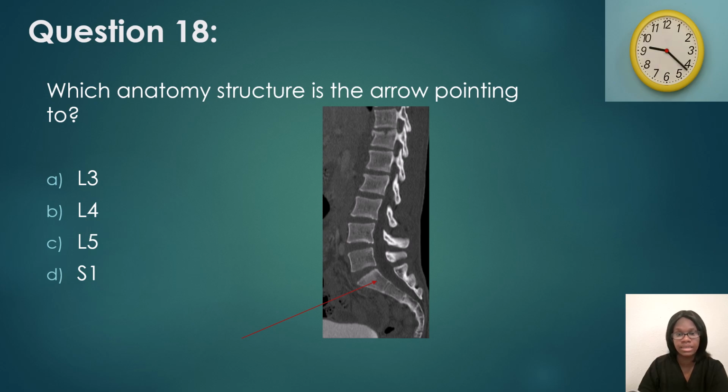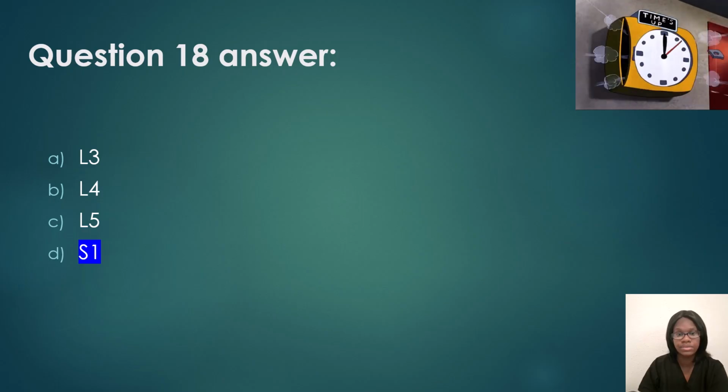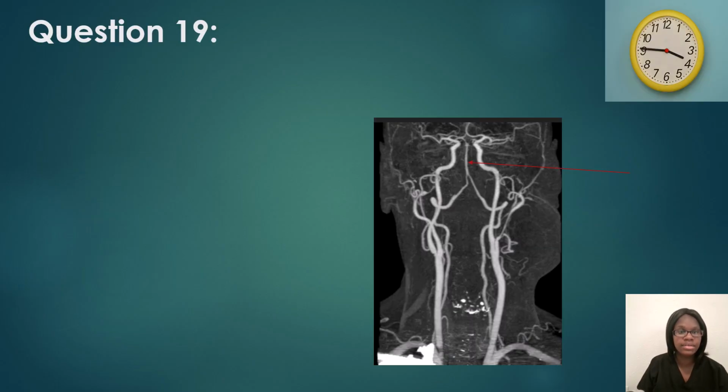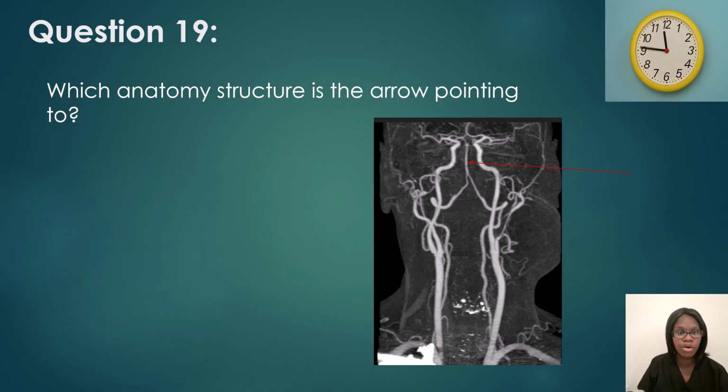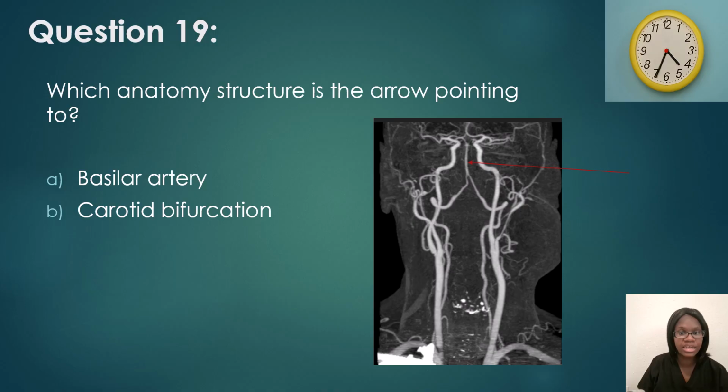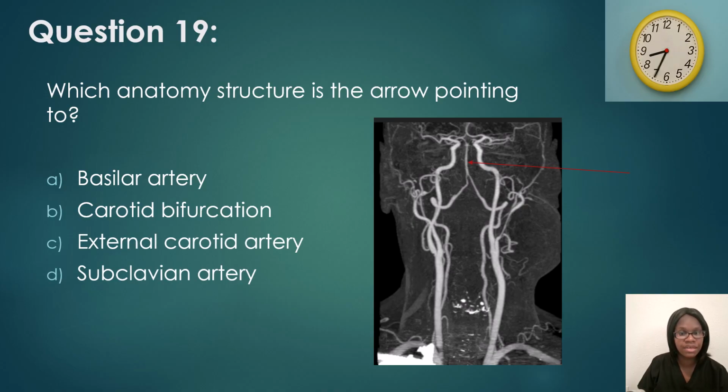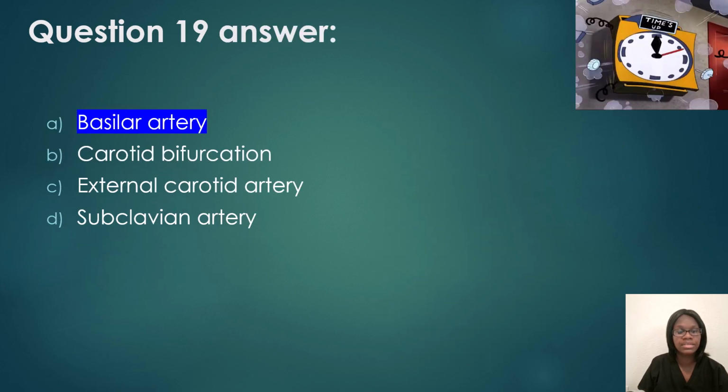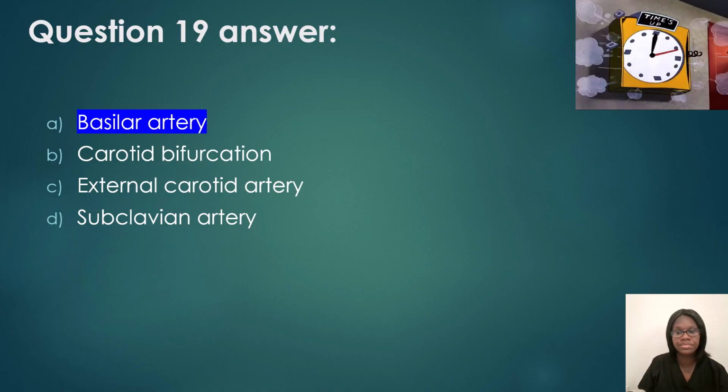Right, the correct answer is D, S1. Question 19. Which anatomy structure is the arrow pointing to? A, basilar artery, B, carotid bifurcation, C, external carotid artery, D, subclavian artery. All right. The correct answer is A, basilar artery.